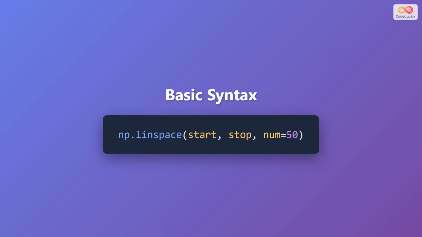The basic syntax of linspace has three main components. You write np.linspace, followed by three arguments in parentheses: start, stop, and num. The start parameter is your beginning value, stop is your ending value, and num specifies how many values you want to generate. The default value for num is 50 if you don't specify it.